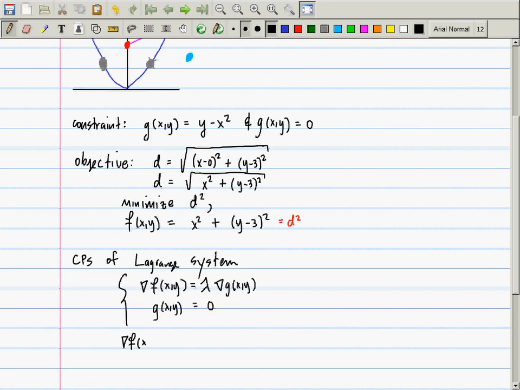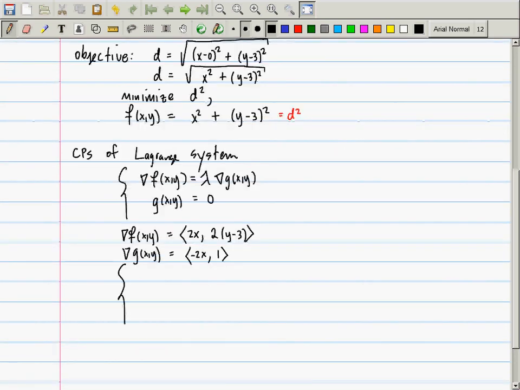Okay, the gradient of f. The gradient of f is 2x in the first component and 2y minus 6 in the second component. The gradient of g is negative 2x in the first component and 1 in the second component. So altogether that means we need to solve this system that 2x is equal to lambda multiplied by negative 2x, 2y minus 6 is equal to what? Lambda times 1. And also that the constraint must be satisfied, and the constraint is that y is x squared. So can everybody see that we boiled down the question to the solution to these three equations? Okay, yes? Okay.